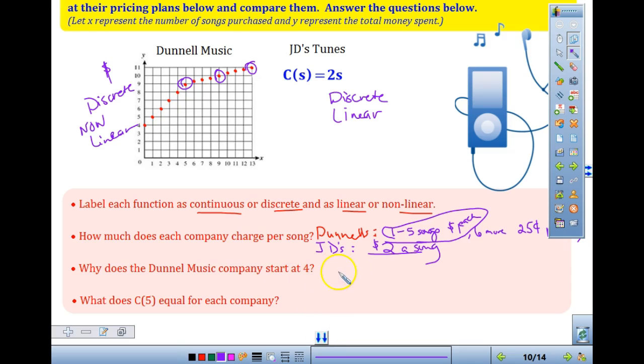Why does it start at 4? That's like the membership fee, right? Sometimes there's an initial fee that they charge, possibly $4, right? And then after you pay $4, it's $1 a song for the first 5 songs and then 25 cents after.